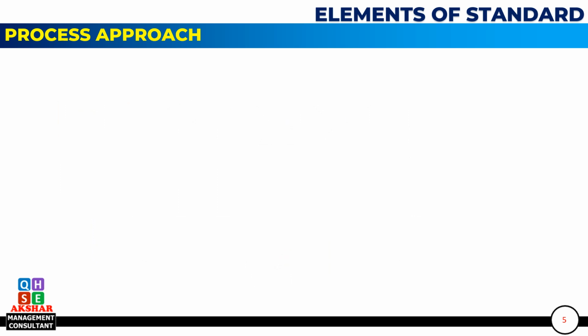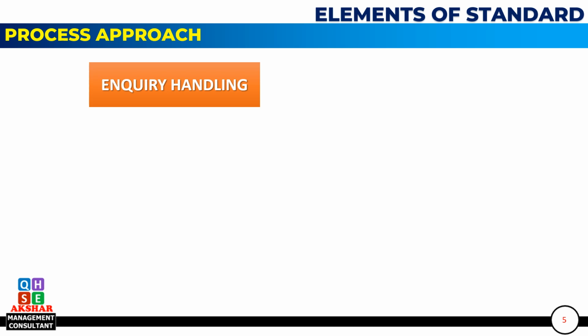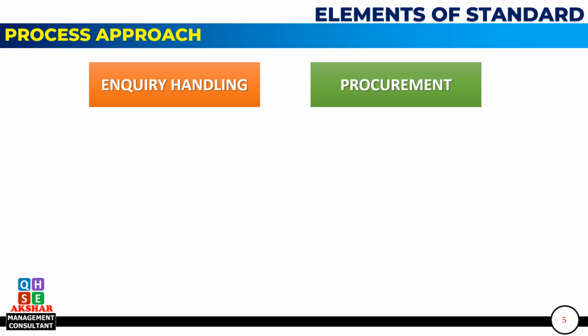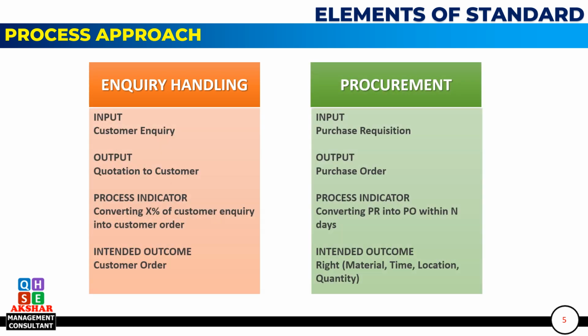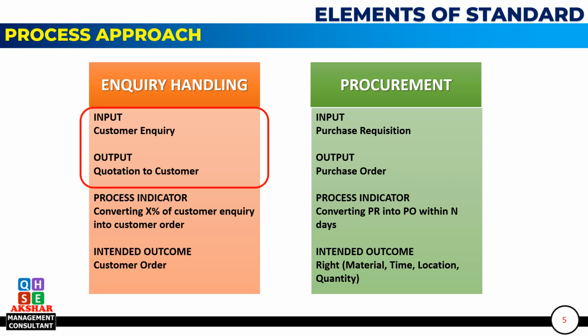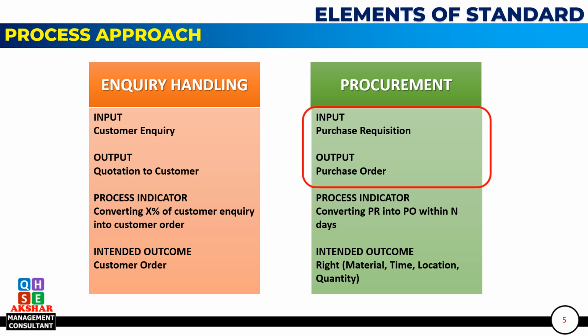Let us understand process indicator requirement with 2 examples. We have 2 processes here. 1. Enquiry handling process. 2. Procurement process. For both processes, inputs and outputs are indicated here. Input for enquiry handling process is customer enquiry, and output is quotation to customer. Input for procurement process is purchase requisition, and output is purchase order.